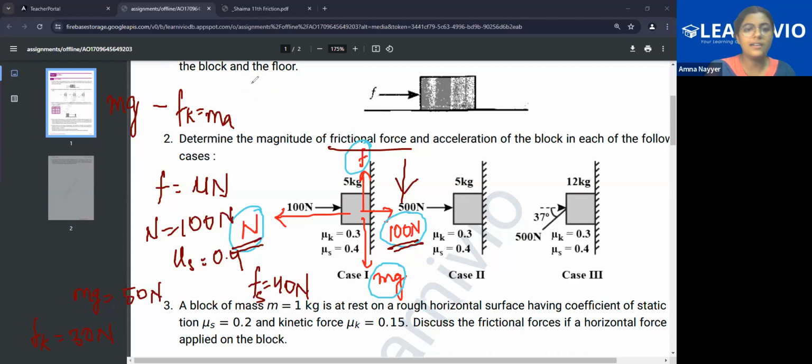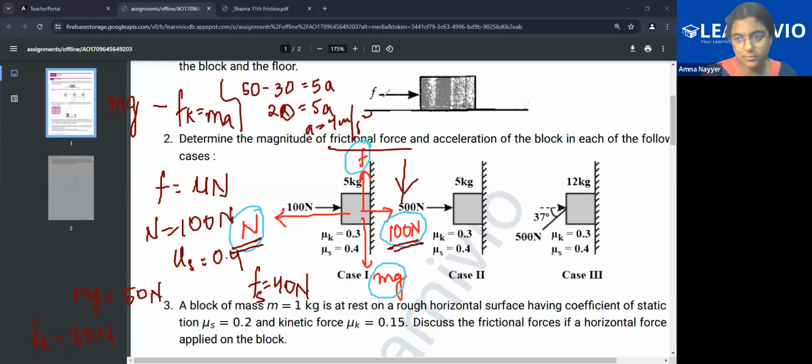So here we'll have mg is 50, Fk is 30, mass is 5a, right? So this is 20 is equal to 5a. So acceleration is equal to 4 meter per second squared. Like this you have to calculate. Now it's clear? Yes, ma'am.